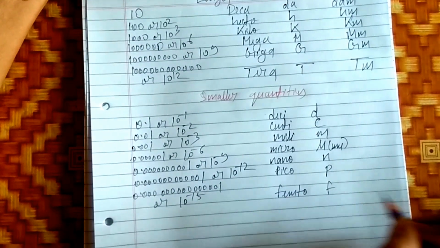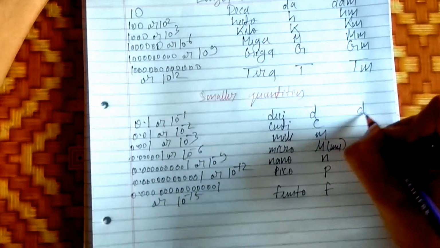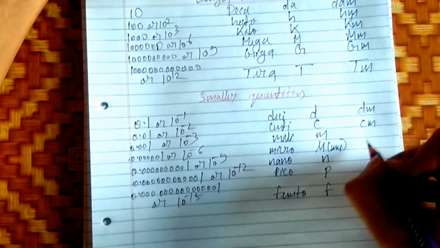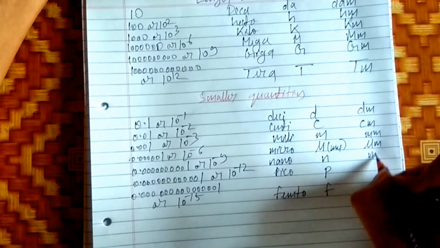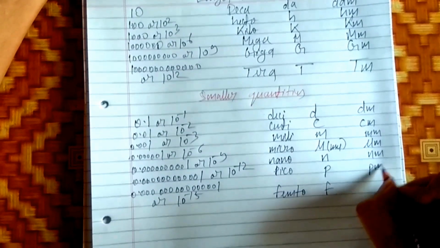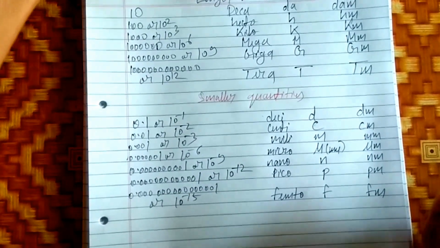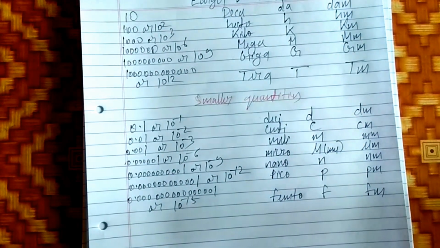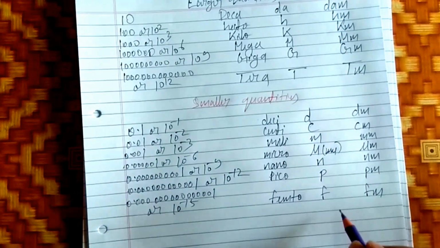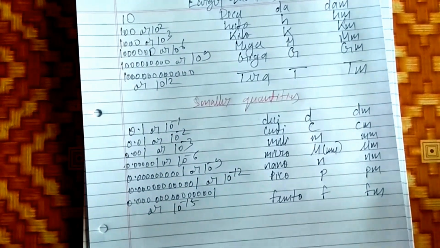For example, in terms of meter, it will be decimeter, centimeter, millimeter, micrometer, nanometer, picometer, femtometer. So the problem will be solved. Now the diameter of that sodium atom can be easily written in the form of picometer, right? It will be 172 picometer.